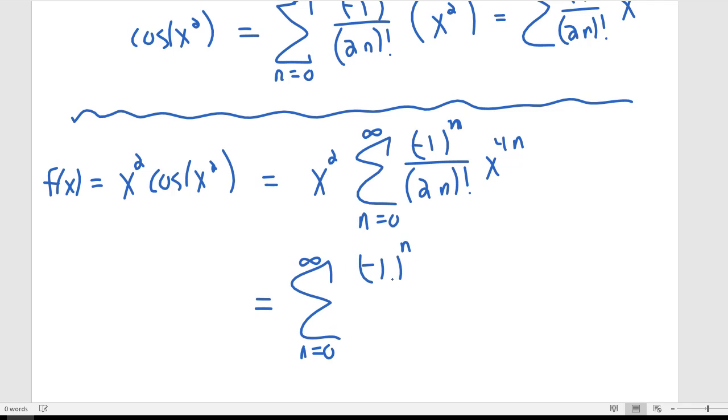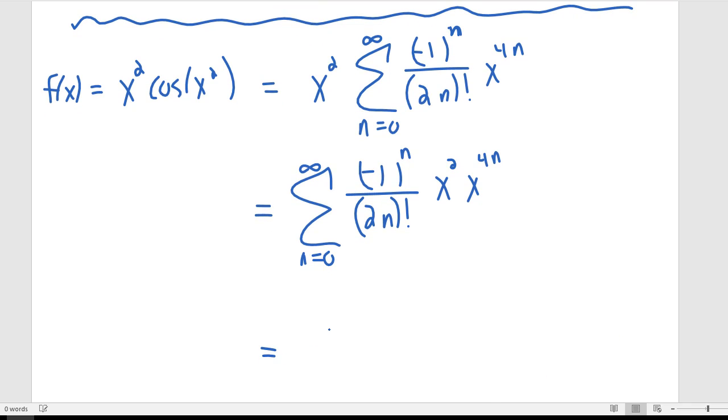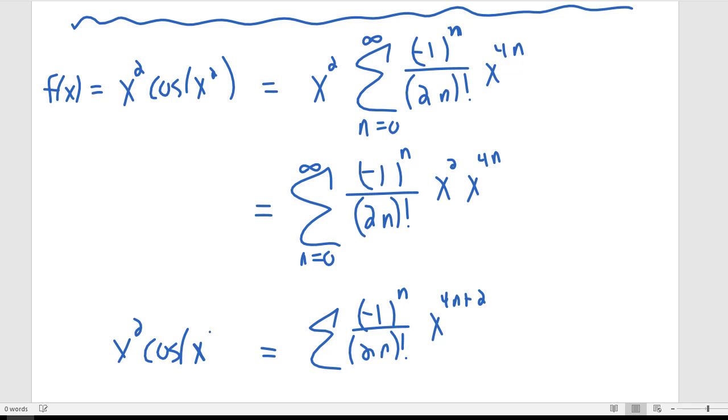So when I just have x squared times a plus b, I distribute the x squared to the a and the b. So I'm just pushing the x squared through the plus signs. There's the plus signs. So this becomes x to the 4n plus 2. So my power series becomes -1 to the n over 2n factorial, x to the 4n plus 2. And this is the series for x squared cosine of x squared.